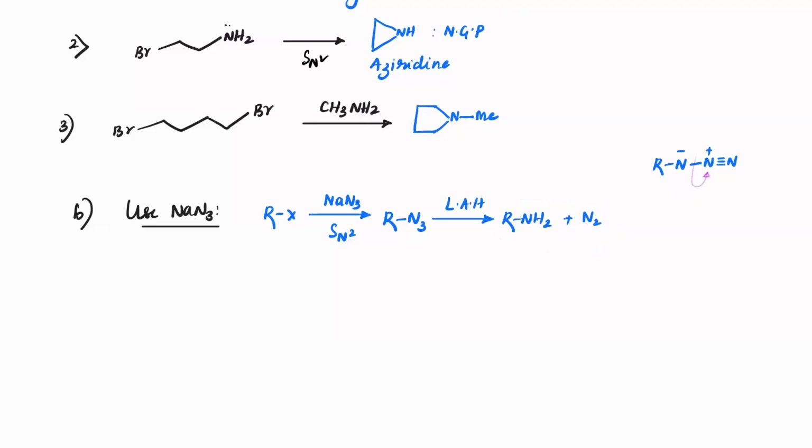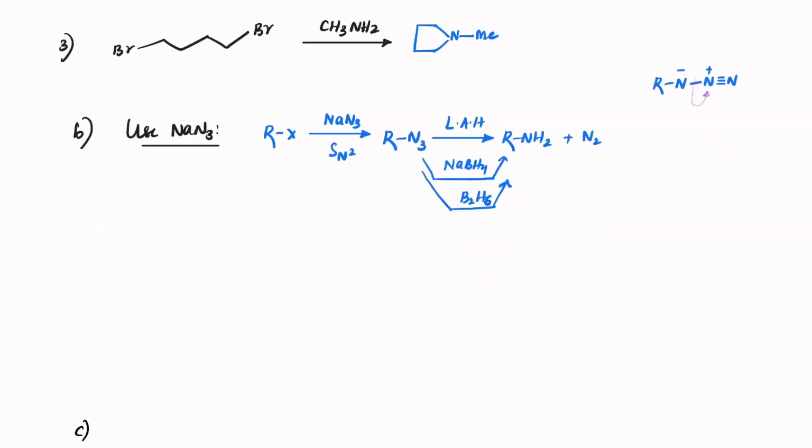Now, is it the only case? No, in fact you can use NaBH4 also. We can make this reaction through NaBH4, or you can make this reaction using B2H6 also. All of them will reduce into the same amine forms. Got it? I hope this part is clear.